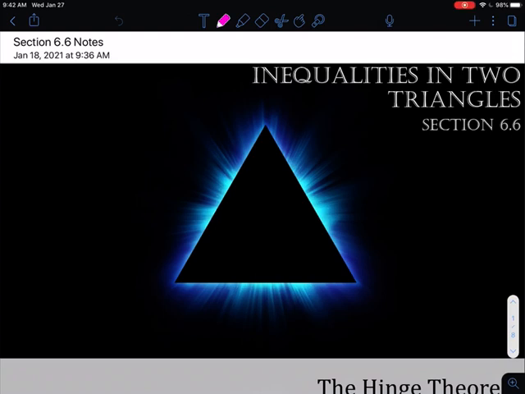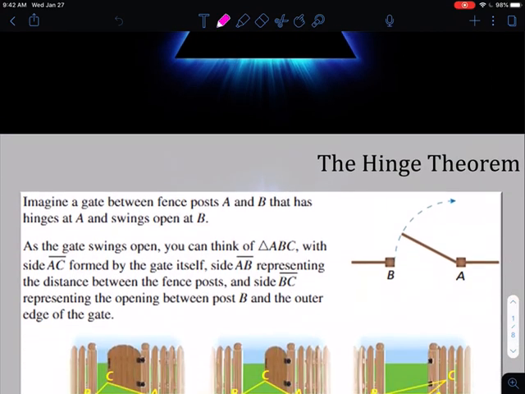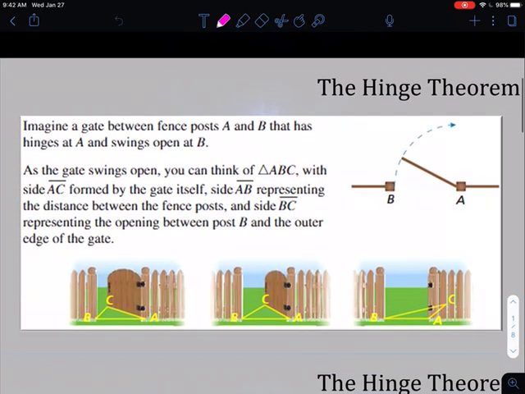All right, so let's go into our last section of chapter 6 here, talking about inequalities in two triangles. This section is going to focus on one major idea, which is called the Hinge Theorem. And so we're going to jump right in here and talk about what the Hinge Theorem says. It starts off with just a visual. What's going to be the main idea that we're looking at here?